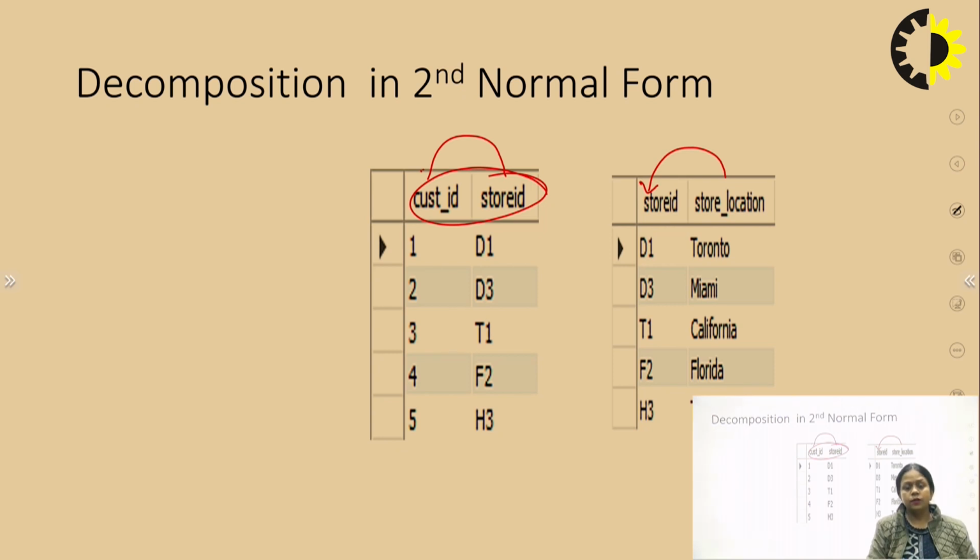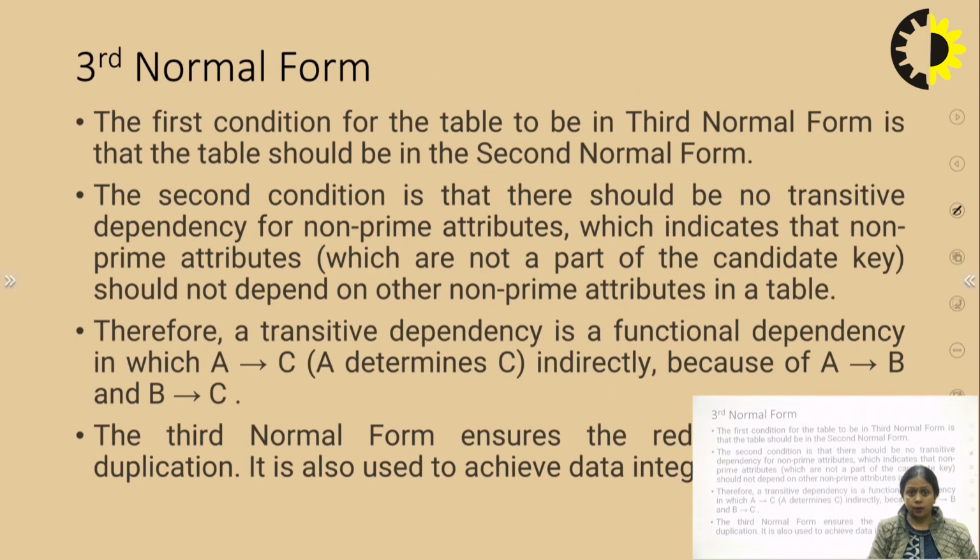Fine. So next is the third normal form. For the third normal form, again tables should be in the second normal form. What does second normal form mean? It should not have partial dependency. Fine. Now, for the third normal form, there is another condition which is known as transitive dependency.